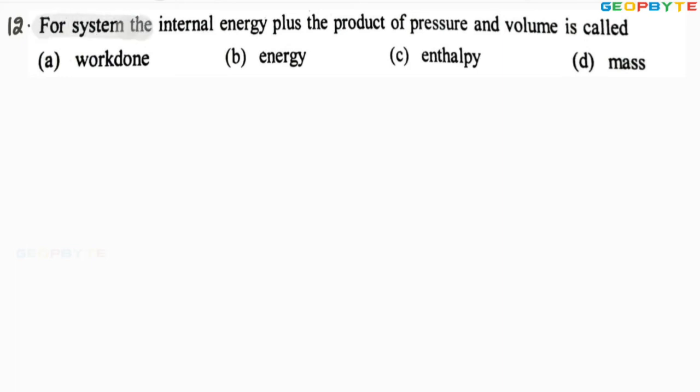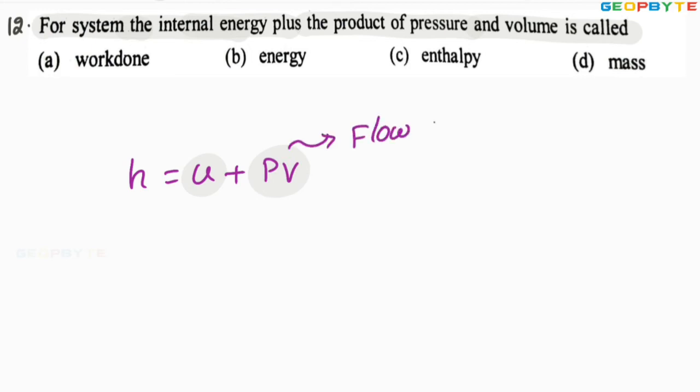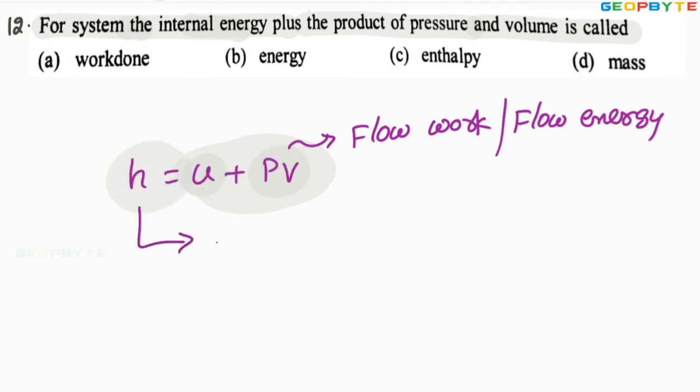For a system, the internal energy plus the product of pressure and volume is called, enthalpy H equal to sum of the internal energy and flow work PV. It is given that the sum of internal energy and product of pressure and volume. This product of pressure and volume is called flow work. Flow work is also called flow energy. Anyhow, look at the relation. The sum of the internal energy and product of pressure and volume is called enthalpy. H is the enthalpy.